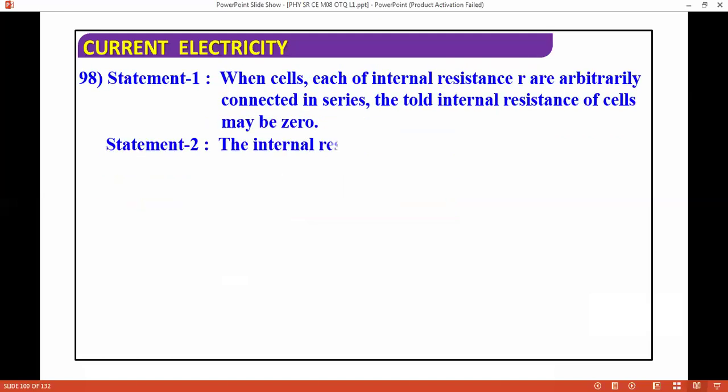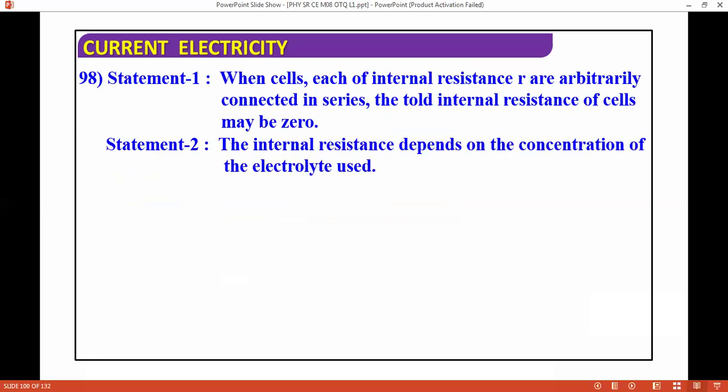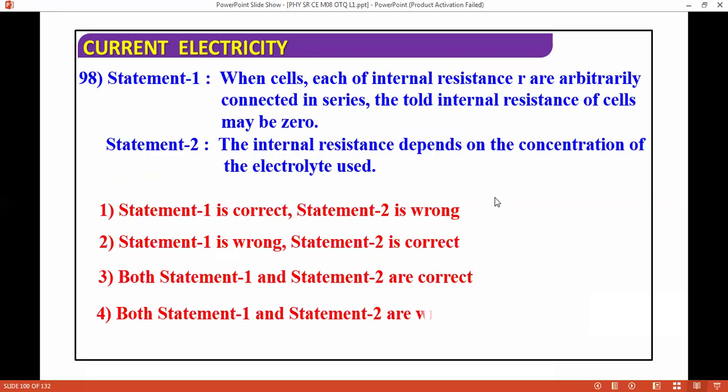When cells, each with internal resistance, are arbitrarily connected in series, the total internal resistance of the cells may be zero. The internal resistance depends on the concentration of the electrolyte used. What is the correct answer? Statement one is wrong.